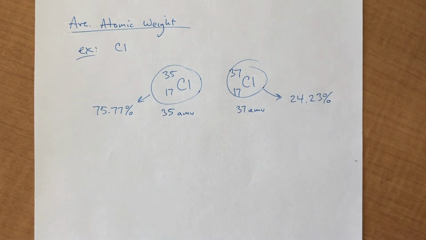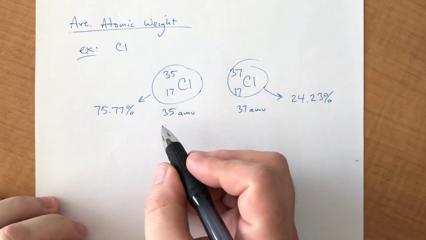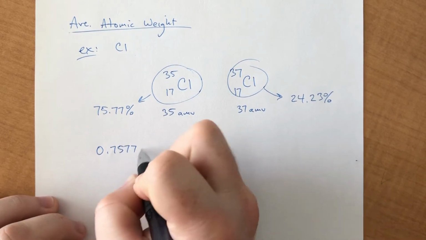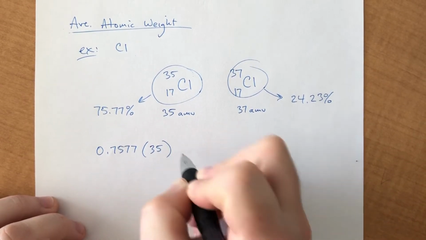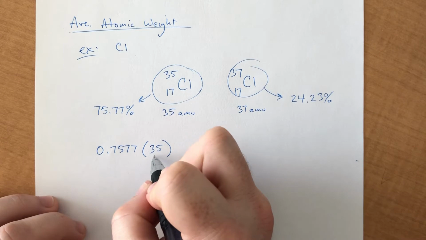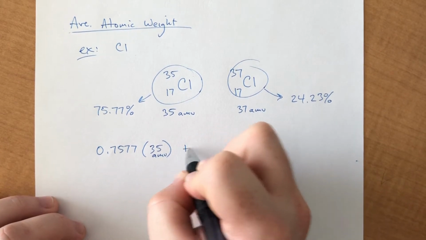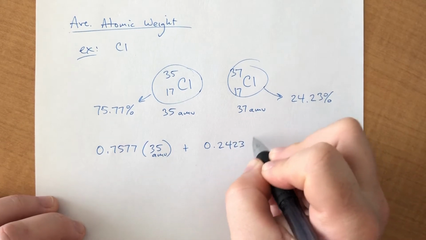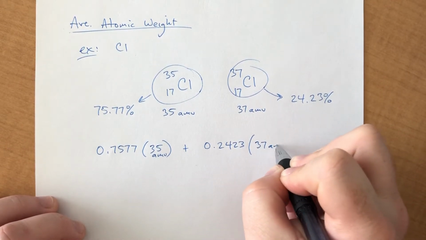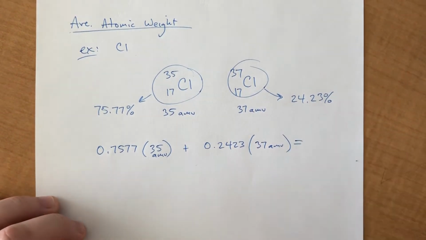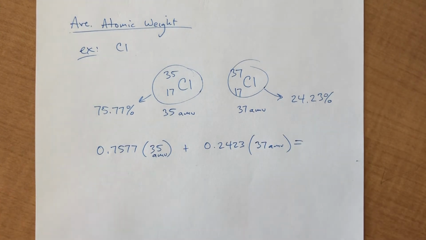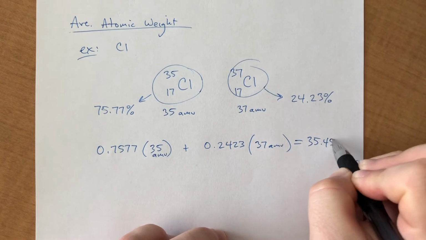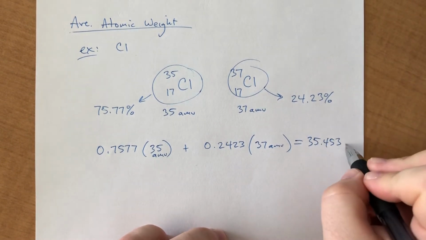So what you do is you take the weighted average. So you take 0.7577 times 35, which is the weight. I'll put units on it because I'm teaching you to be good at that. And then you're going to take 24.23% of 37 AMUs. And when you add that up, it comes out to 35.453, which is the number on the periodic table.